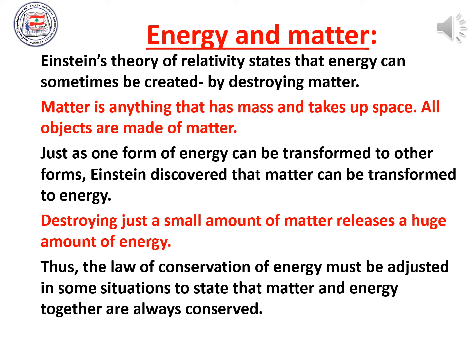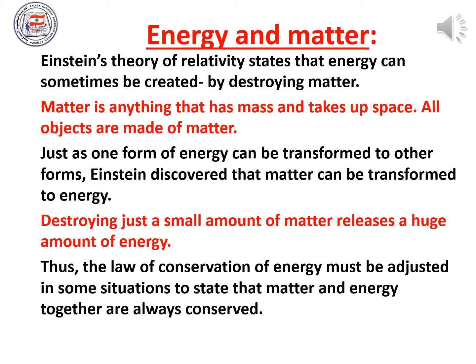Matter is anything that has mass and takes up space. All objects are made of matter. Just as one form of energy can be transformed to another form, Einstein discovered that matter can also be transformed to energy. How can we do that? By destroying just a small amount of matter, we can release a huge amount of energy. Thus, the law of conservation of energy must be adjusted in some situations to state that matter and energy together are always conserved, because matter can produce energy by being destroyed.